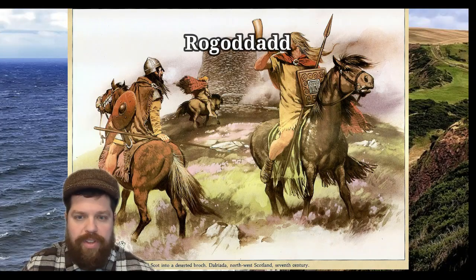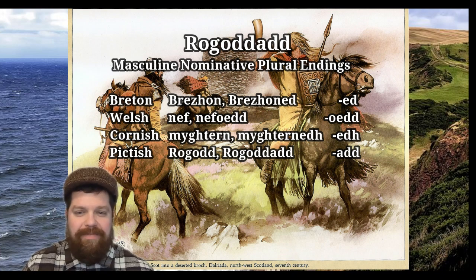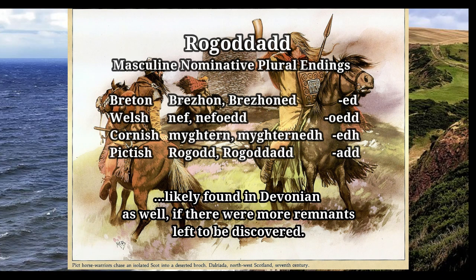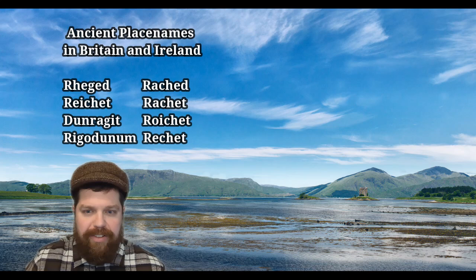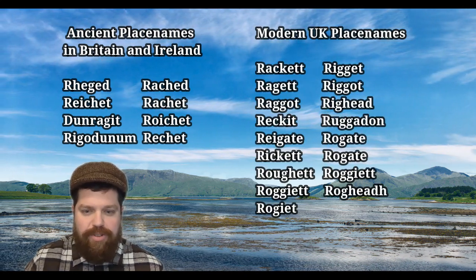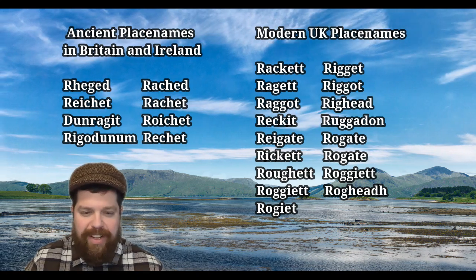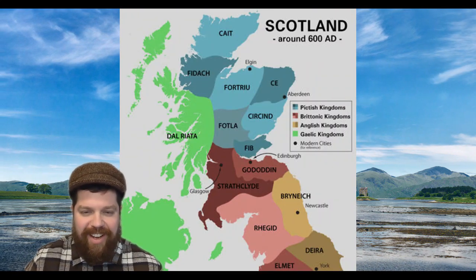We know that the word Rogatha is likely a clan name because of its masculine nominative plural ending. It is a form found in Cornish, Breton, Welsh, and apparently Pictish. The name Rogath is eerily reminiscent of ancient place names in Britain and Ireland, as well as many similar ones of modern day. This should not surprise anyone, because Dal Riata is historically known for being in both Ireland and Scotland.